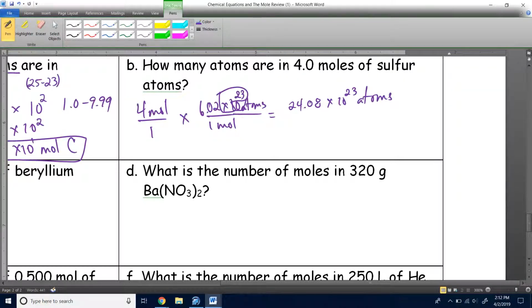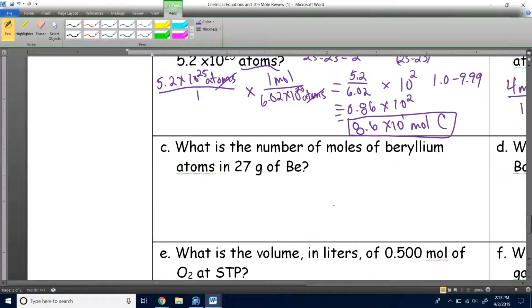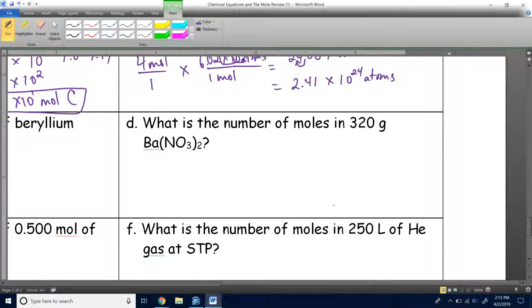But remember, it's not proper, so we have to move it over one. Since we made this smaller, we have to add one over here. So it turns into 2.40, or we could put 2.41, so we could say 2.41 times 10 to the 24th atoms. I'm very confident that C and D you guys could complete on your own.